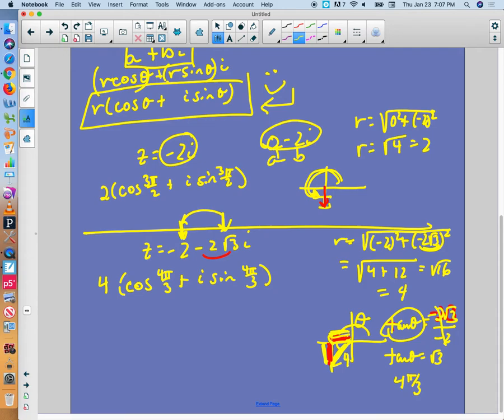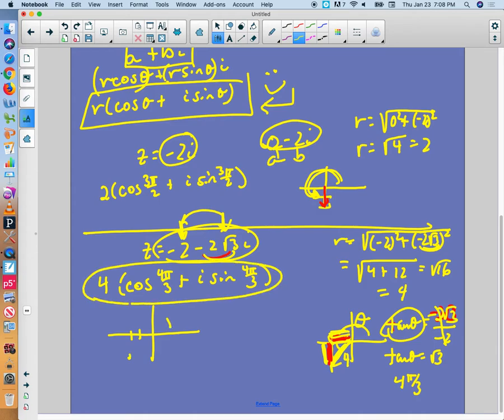All right, so this would make somebody do this. Rectangular form, you would go back 2 and down however far negative 2 root 3 is. This would make somebody do this. This would make them rotate 4 pi over 3 radians and walk out 4 units. Do you see you get to the same dot? One's trigonometric form of a complex number, one's rectangular form of a complex number.